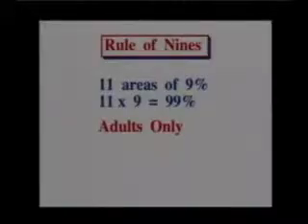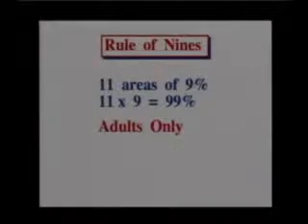And the first thing I want to ask you is how many nines go into 100? All right, think carefully about your answer. There are 11 areas of 9%. So the body is divided into 11 areas of 9%. 11 times 9 is 99. And that extra 1% is the perineum.